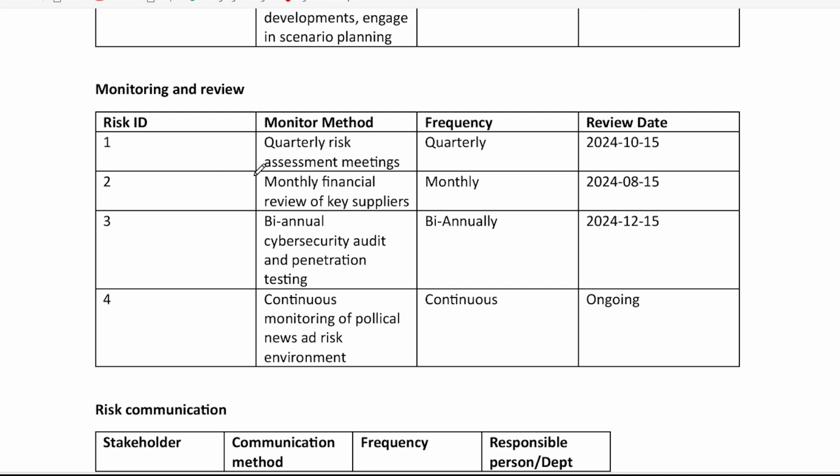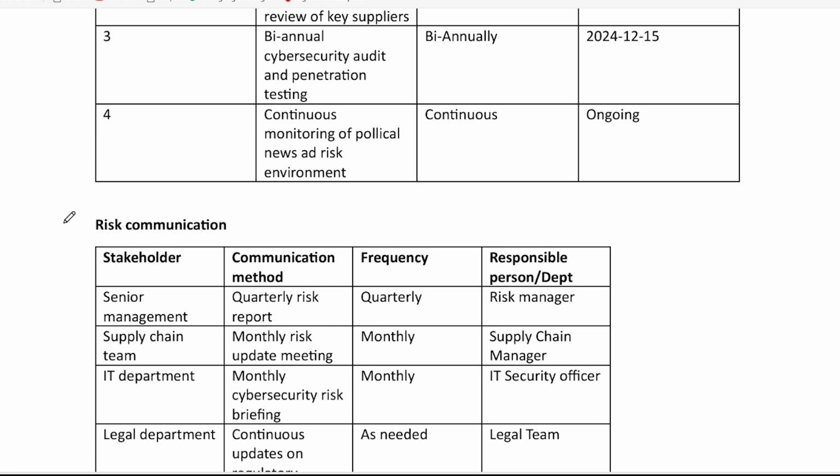Regarding monitoring and reviewing, how frequently do we do that? Okay. Quarterly method, we're going to have quarterly risk reviews and all that stuff. So I'm going to add these as a template so you can go through it. That way you don't have to read everything here.